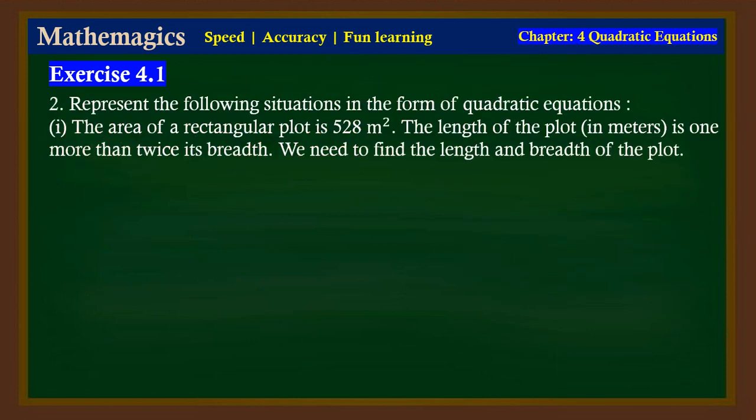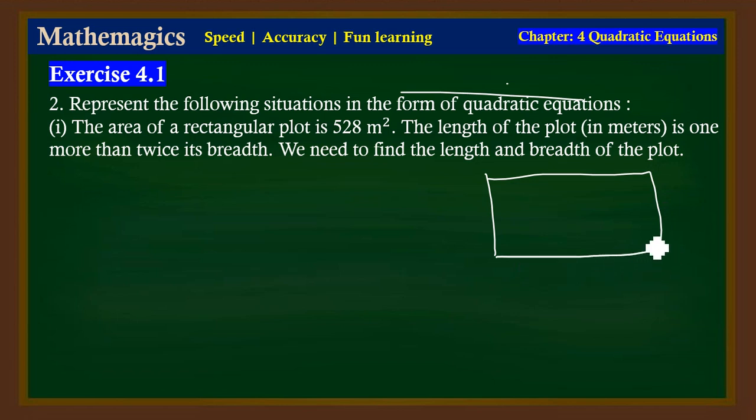Now let us start. Exercise 4.1, that is question number 2. Represent the following situation in the form of a quadratic equation. Dear friends, it is not asking to find the solution, but it is asking to just prepare a quadratic equation. That is the most important thing. The first one, the area of a rectangular plot is 528 meters square. So dear friends, the first rule is we have to prepare a rectangular plot, and the area is equal to 528 meters square. The length of the plot is 1 more than twice the breadth.